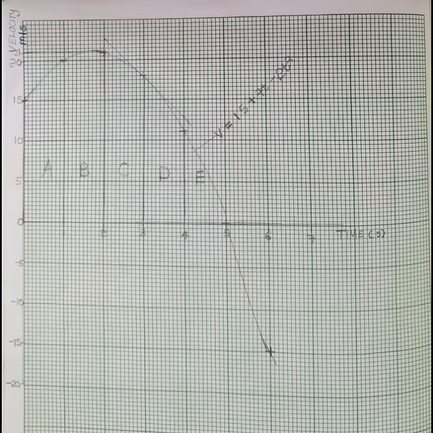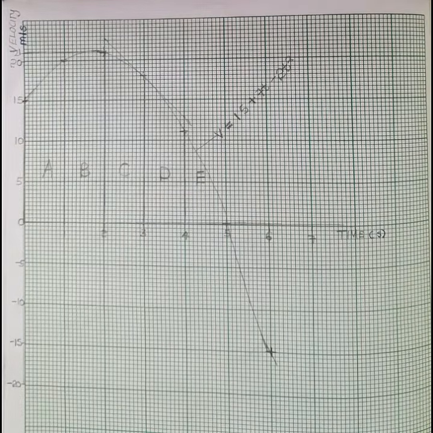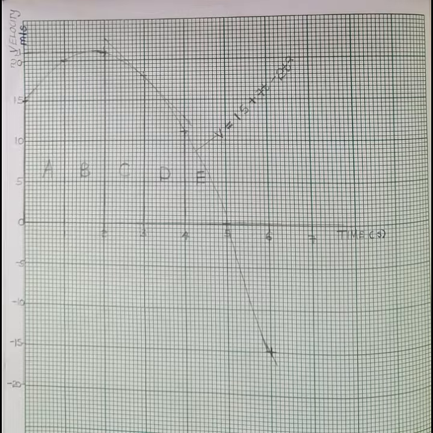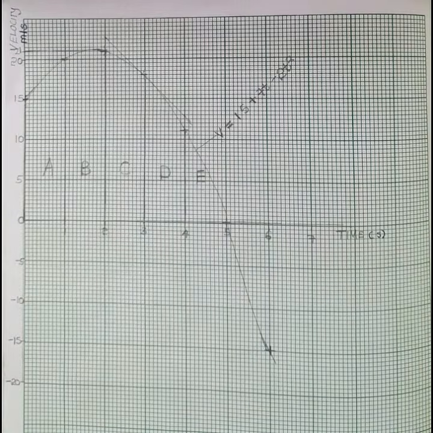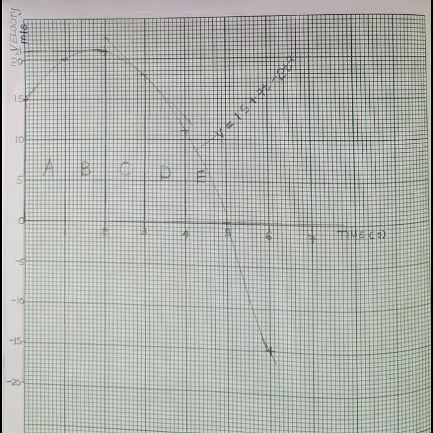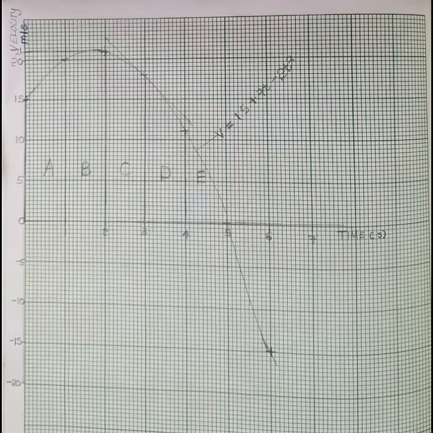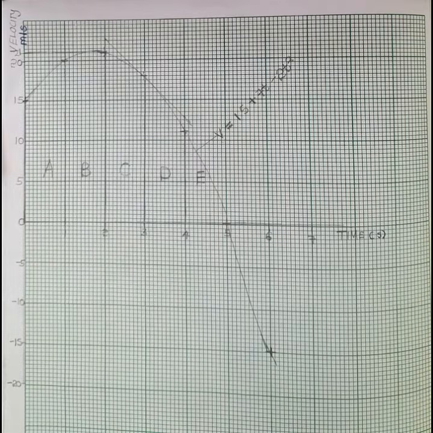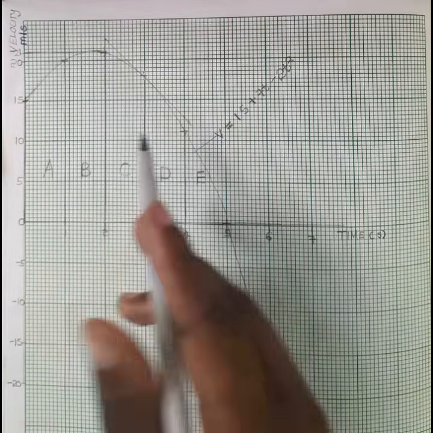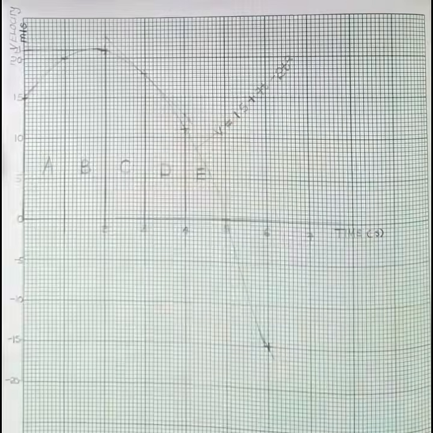So the question is requiring us to find the acceleration when t is equal to 3 seconds. This is our t equals 3 seconds. We are going to draw a suitable tangent in line with t equals 3 seconds. So this is the gradient that we are going to obtain. And then we are going to take 2 points on the gradient. For example, here we can take these 2 and this point.